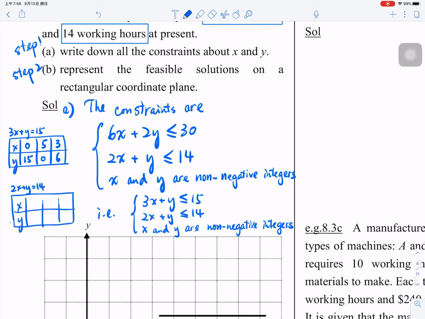How about the second straight line? 2X plus Y equals 14. If I still use it like this, X equals 0, then Y is 14.